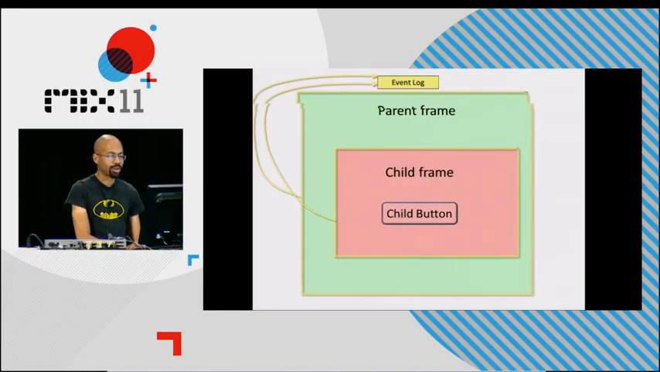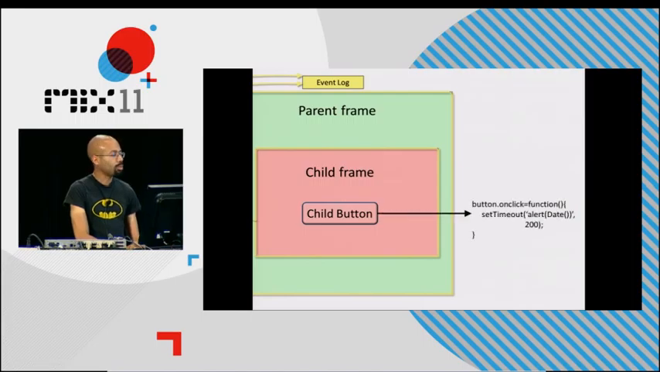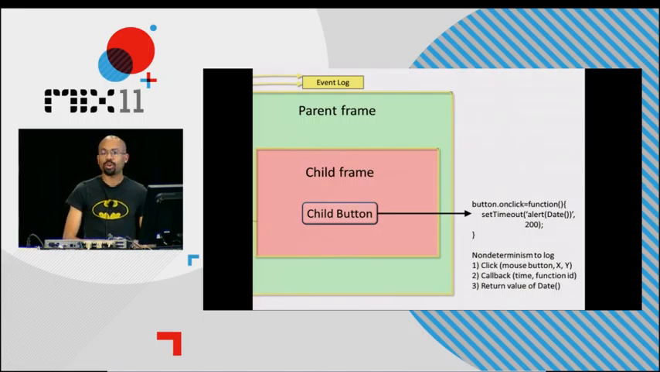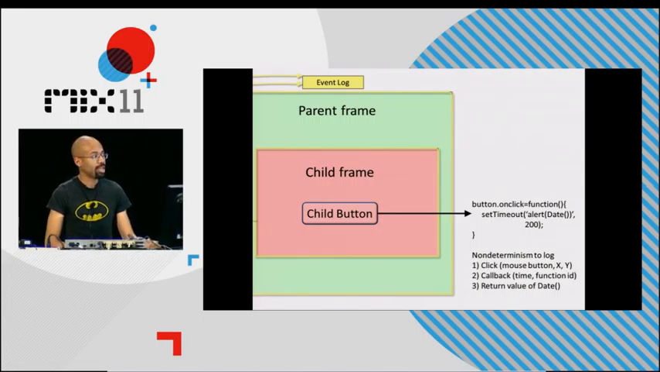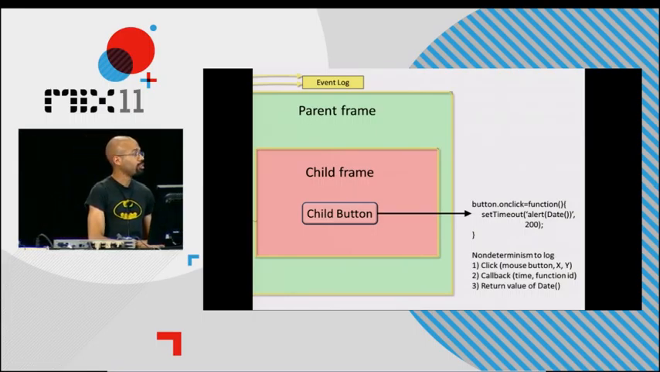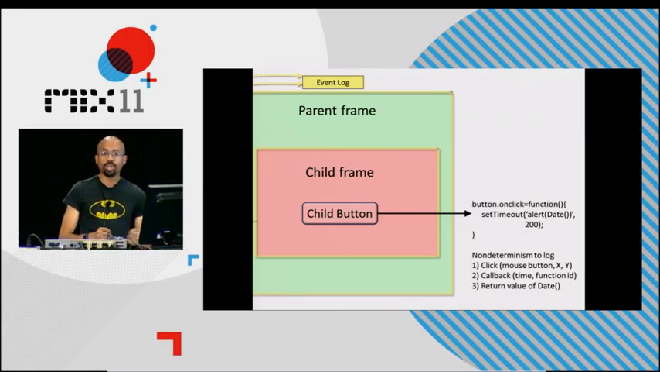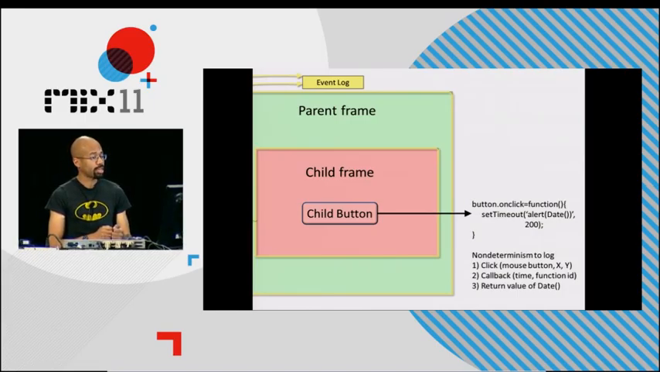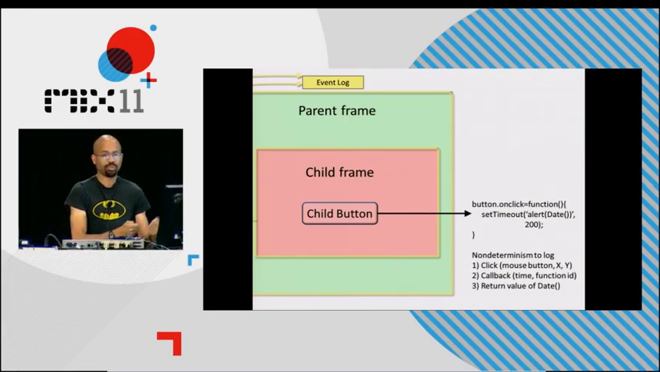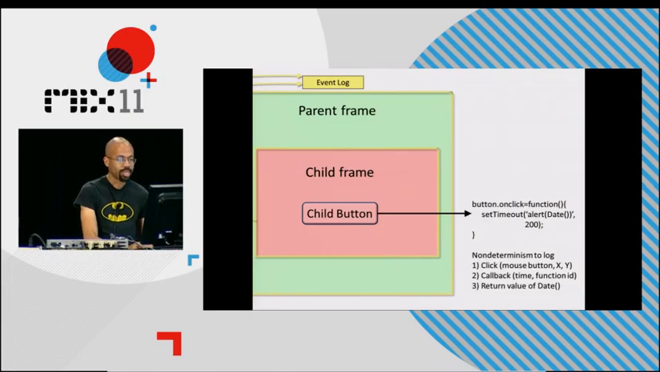So what happens when the user actually clicks on that button? Well, we have this timeout, this on-click handler here, and note that there are 3 sources of non-determinism that we need to log here. There's the mouse click itself. We need to log things like what button was used to click, what the X and Y coordinates of the click are, stuff like that. We need to log the callback, right? When does the browser actually fire that callback? And also, what function is it, the function ID, what callback was actually invoked? And finally, we need to log the non-deterministic value that's returned by date.